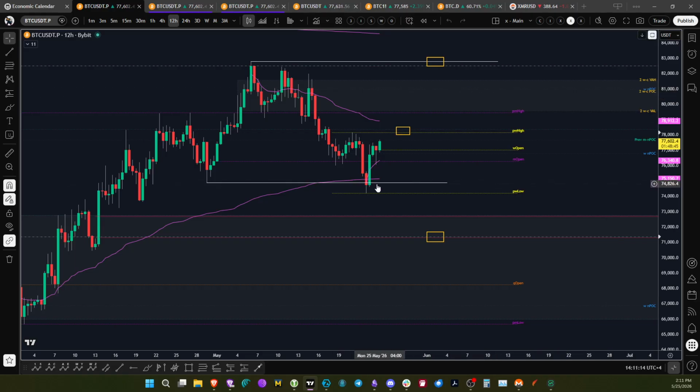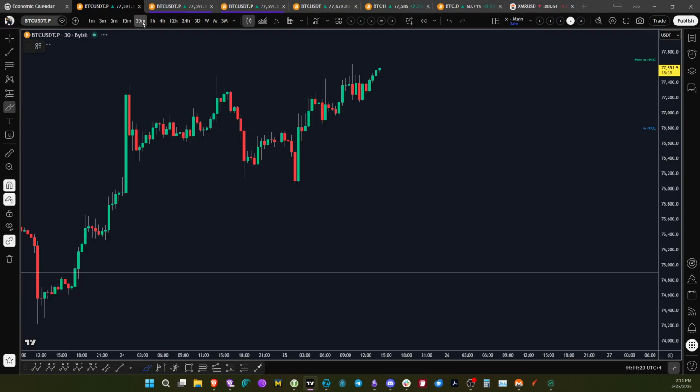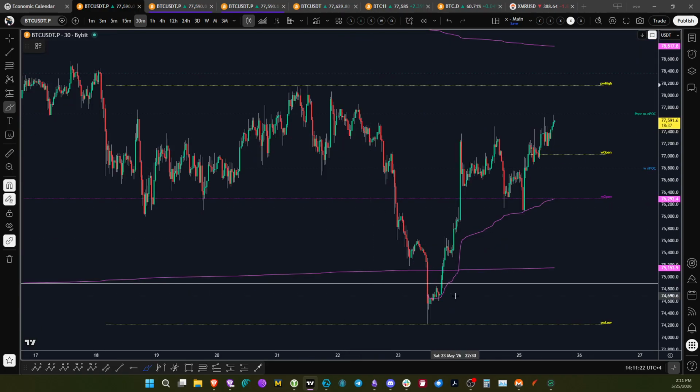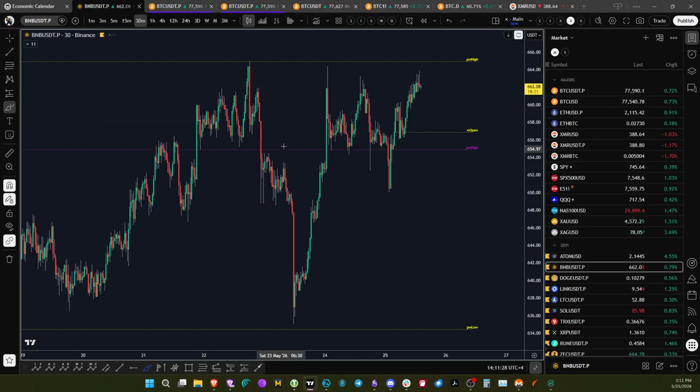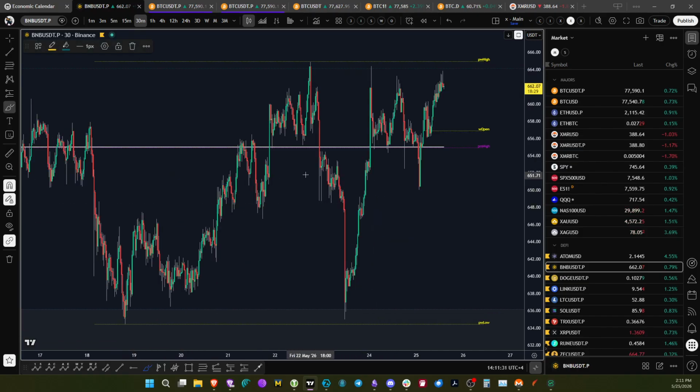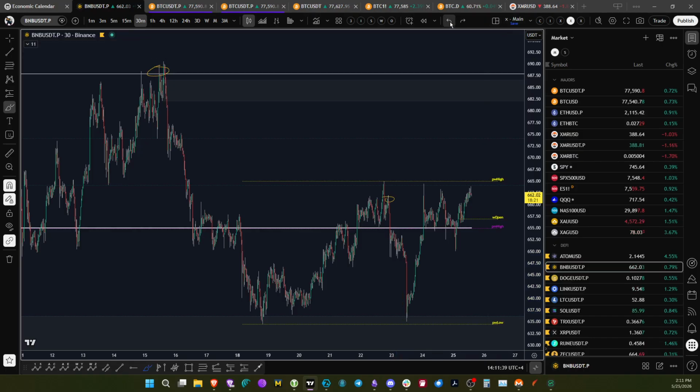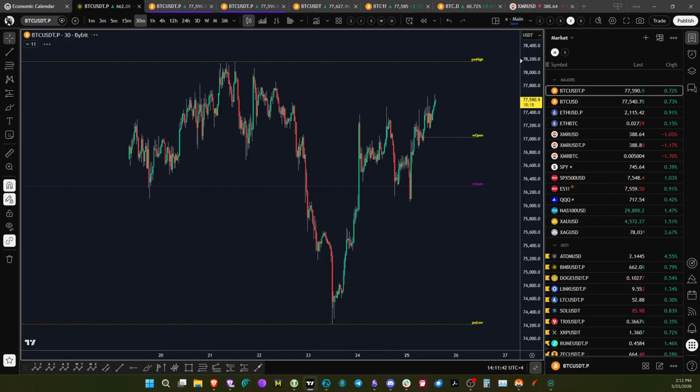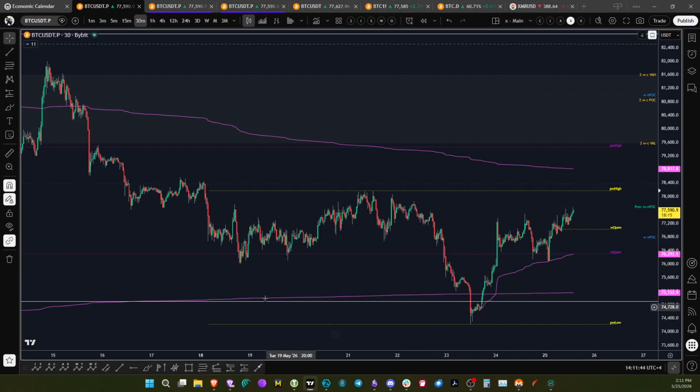I failed to short it, long it, sorry, and that is because I was short BNB. I had a short from here, I had a short from here, I had a short from here. And after this move, I got married to my bias, my direction, and this was basically what happened. I simply disregarded my analysis.